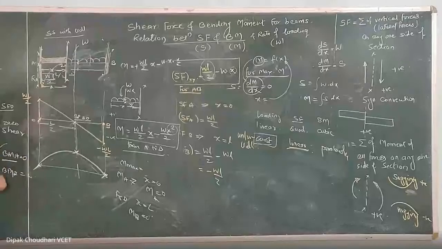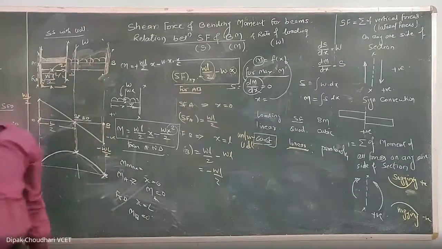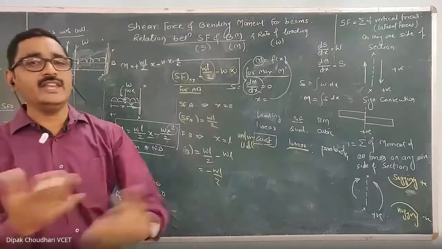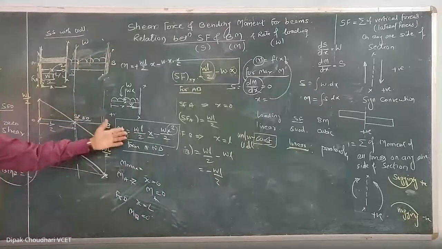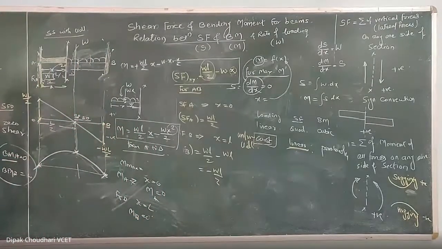Earlier we calculated it here by our normal method, by taking the algebraic summation of the moments on any one side. Okay, so we can solve it from the equation, and we can solve it this way also. Clear? Any doubt?